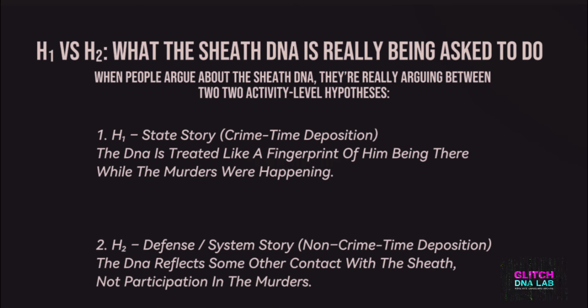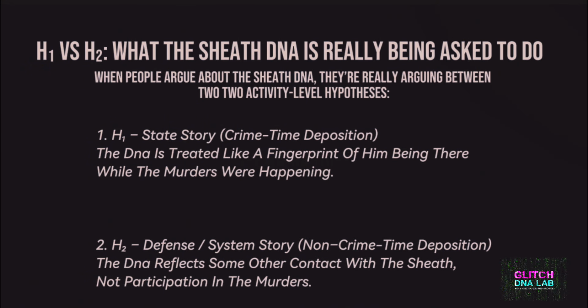So then we get to the activity level hypotheses. And there's two main ones, H1 and H2. What the sheath DNA is really being asked to do. So for H1, it's usually the state story, and that is crime time deposition. The defendant was inside 1122 King during the murders. The sheath was in the room with him while the attacks took place. His DNA was deposited on the sheath during the killings. Direct crime time contact. So H1, he engaged in the criminal activity. The DNA is treated like a fingerprint of him being there while the murders were happening.